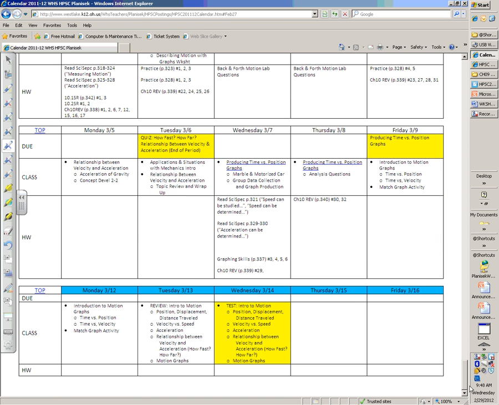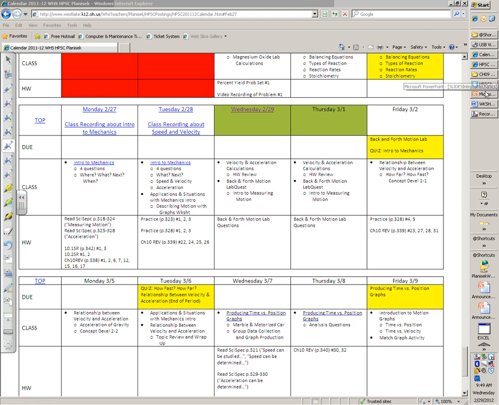And then the test is probably going to be sometime during this week. Because we're on short periods this week, it might get split up over 2 days. We'll play it by ear and see how that goes.